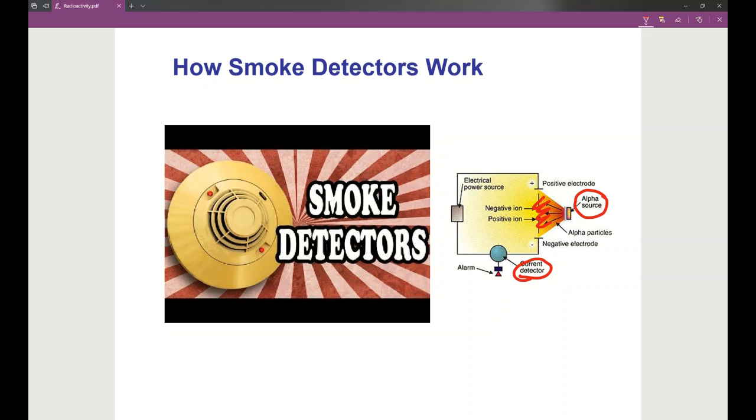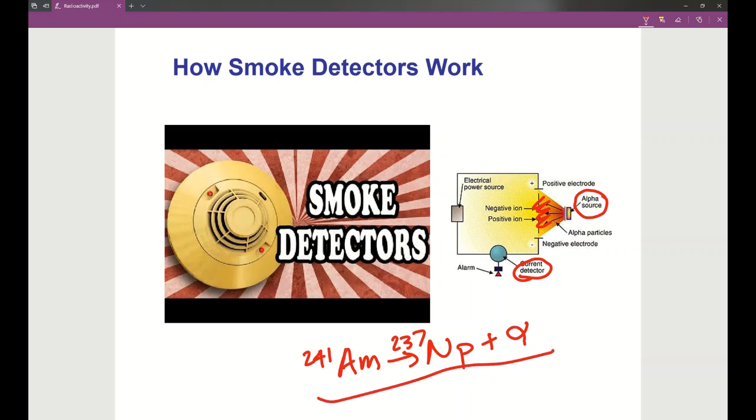In fact, the active element inside these smoke detectors is americium-241, which decays to neptunium, whose atomic weight is 237, plus an alpha particle. This is the decay that occurs. This is a really interesting one because we tend to think of elements that are beyond uranium as being super exotic and really hard to buy. But in reality, there's probably some americium at your house guarding you from some fires.